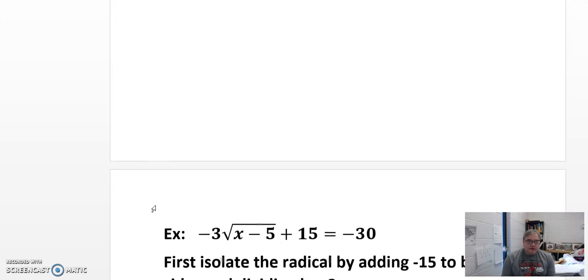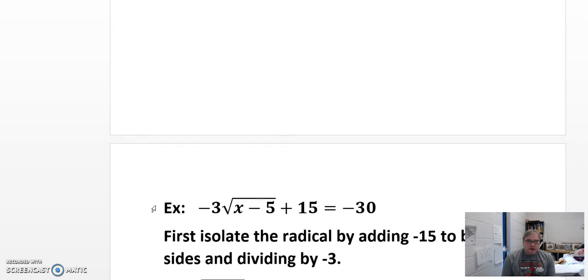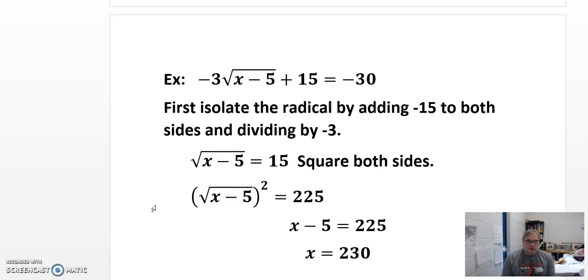So if I come up with a little more complicated one, before I could square both sides, I have to get the radical right there isolated. So I'm going to subtract 15 from both sides. I'm going to divide by -3. And you should be able to follow that. Pause this and sketch it out. Make sure you get this next step. But it should be square root of x minus 5 is equal to a positive 15.